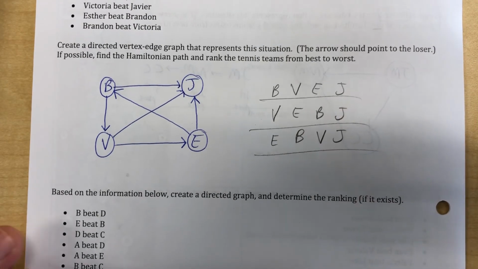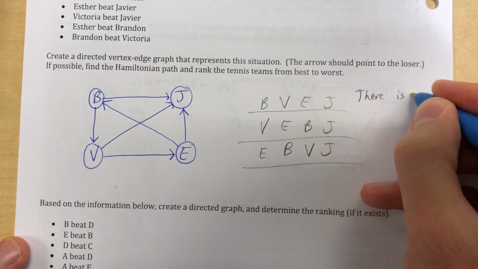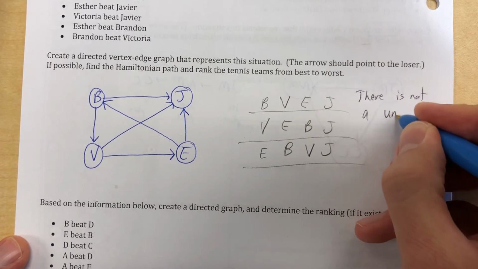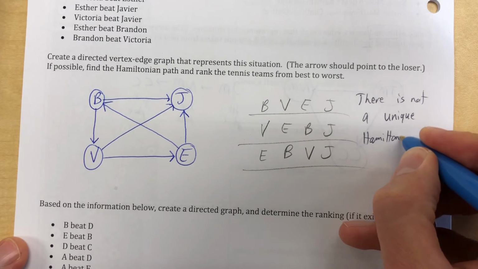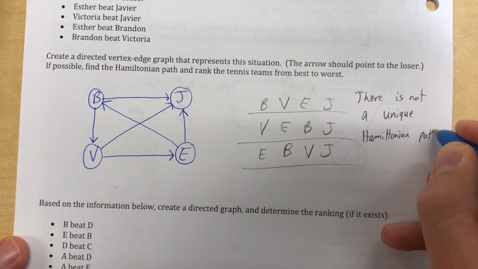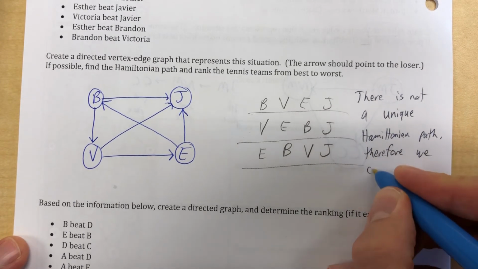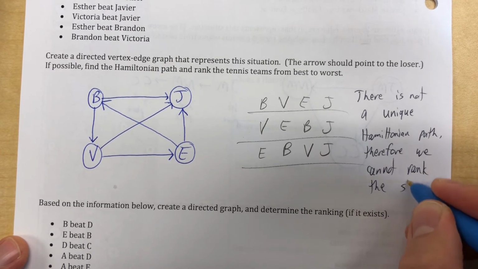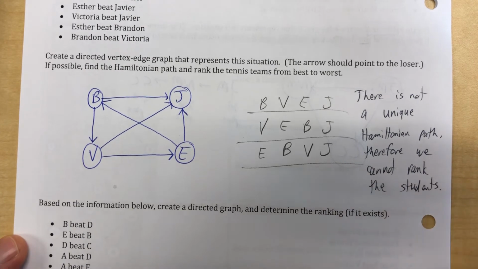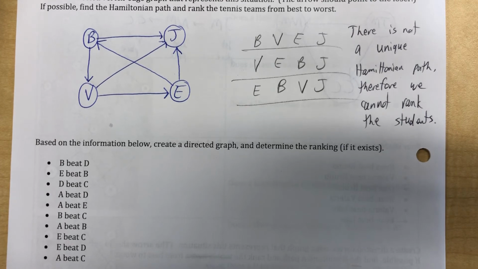So there is not, I'm going to write this down, a unique Hamiltonian path. Therefore, we cannot rank the students. Not with this information. Maybe we would need some more information, like how aggressive they were or what faces they made while they were beating each other in rock, paper, scissors.